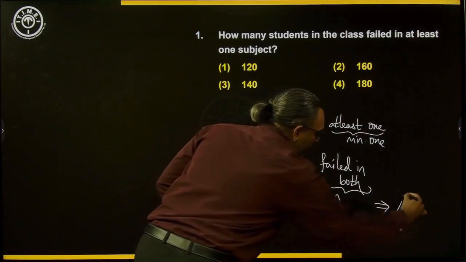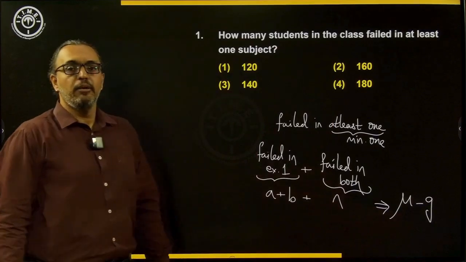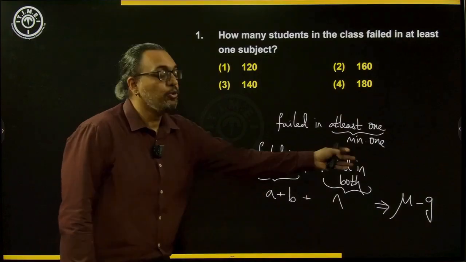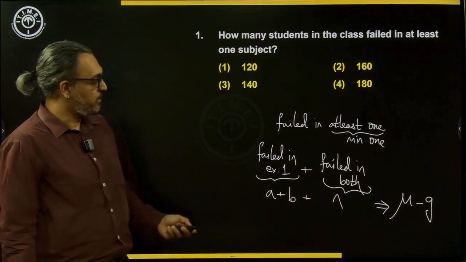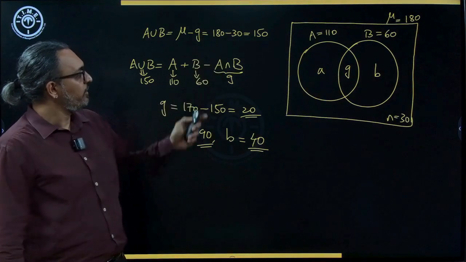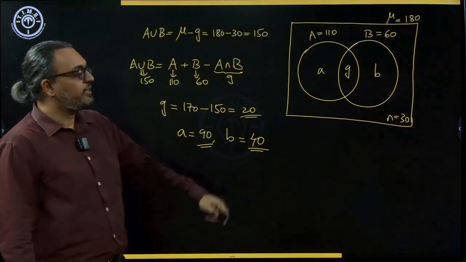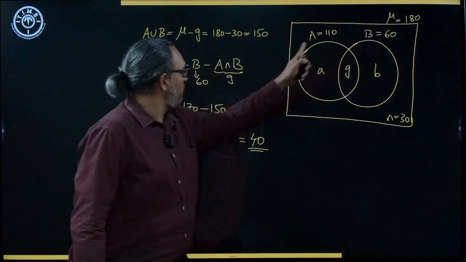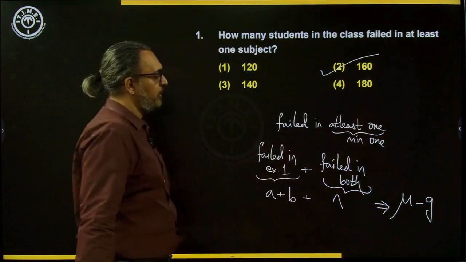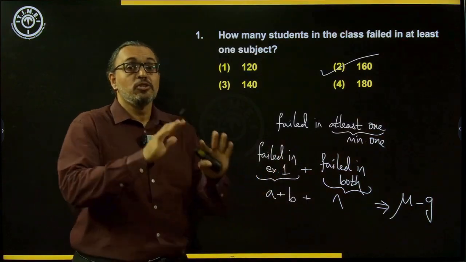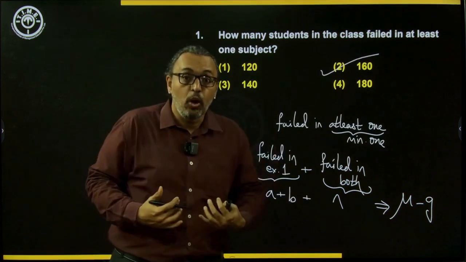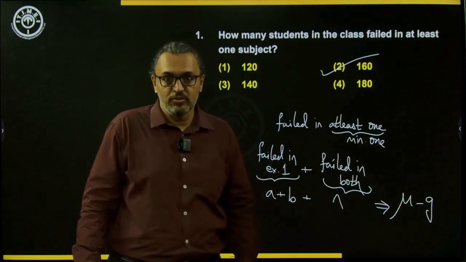In other words, you can simply take it as mu minus g, because mu is nothing but a plus b plus g plus n. So you add a plus b plus n, or you take mu minus g, you will get the same answer. See, what is a plus b? 90 plus 40, 130, plus n, 30. N is 30. So 130 plus 30 is 160. Or from 180, you subtract g, 20. That gives you 160. So both are the same. Choice 2. So understand what is asked, so that in the diagram you will know what region it represents. From there you can conclude what to include and exclude. Got it?